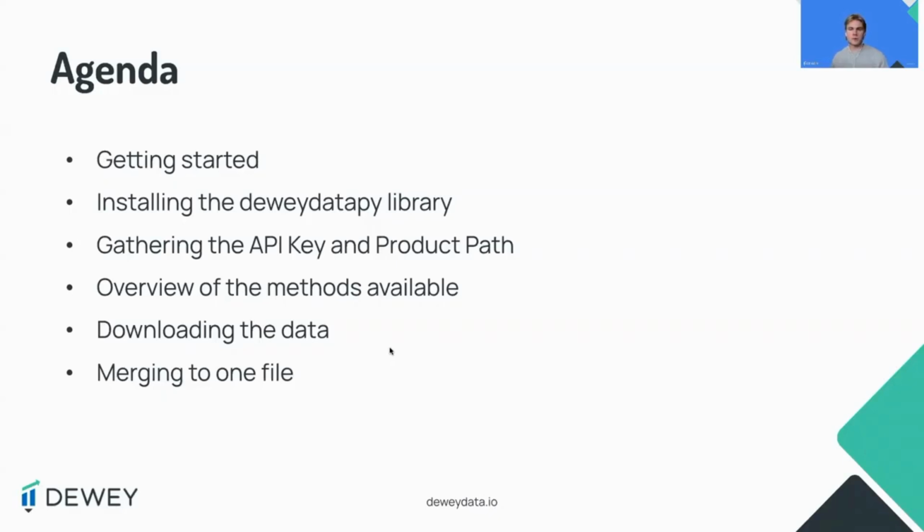First, just wanted to give an overview of what we'll be working on in this tutorial today. First, we'll give an overview of the necessary items needed to move through this tutorial in the Getting Started section. Next, we'll talk about installing the Dewey DataPy library, gathering the API key and product path from the Dewey platform, and then an overview of the methods available within the Dewey DataPy library. Finally, we'll download the data and merge it into one file.